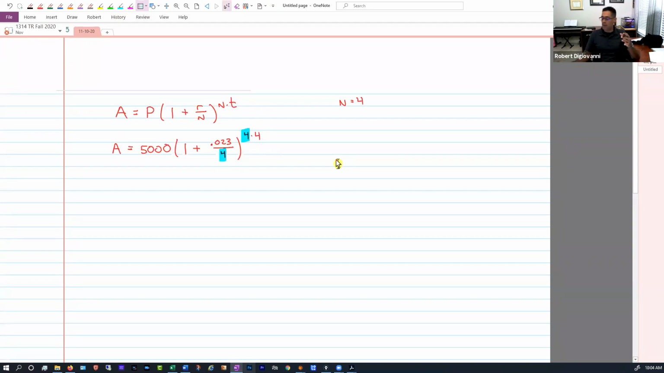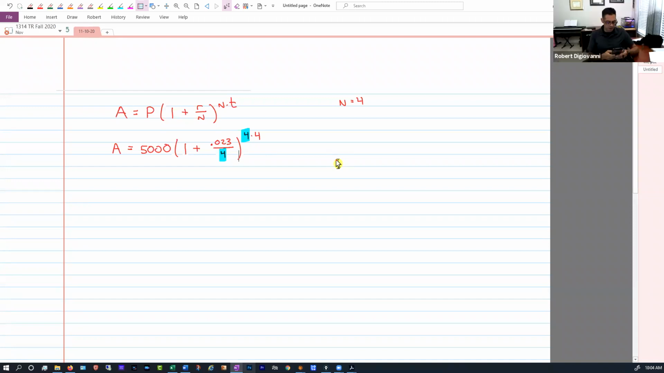So what do y'all think? Do you think we're going to get more money from the bank or less money? If they're compounding the interest less frequently, do you think it's going to be more or less money for us? Any guesses? More? You think more? Okay.